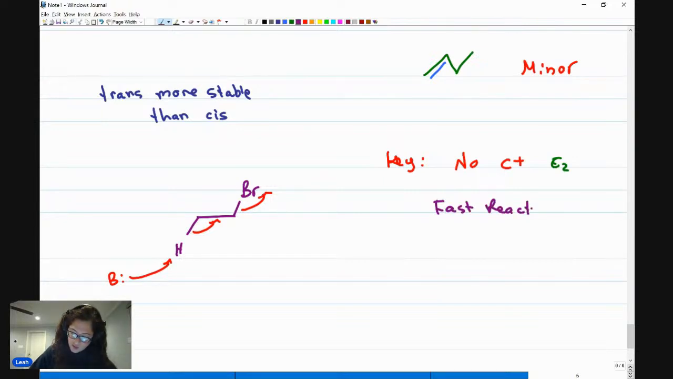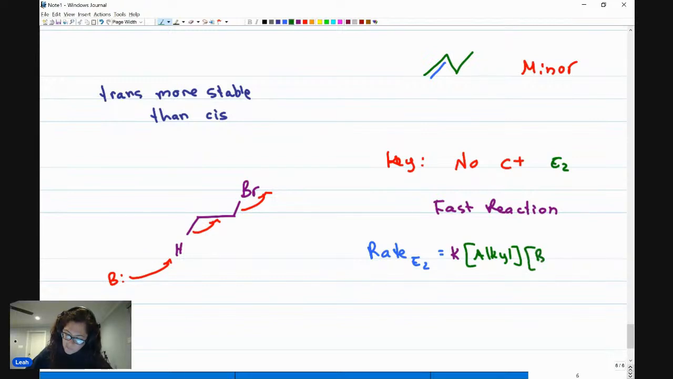So that is another key for the E2 reaction. And the rate for an E2 reaction is equal to some constant K specific to the reaction itself, meaning to the individual molecules. But because it's bimolecular, we have the alkyl halide, the carbon holding the leaving group, and the base, the attacker in question. This right here, 1 and 2, this is where we get that E2, that bimolecular.